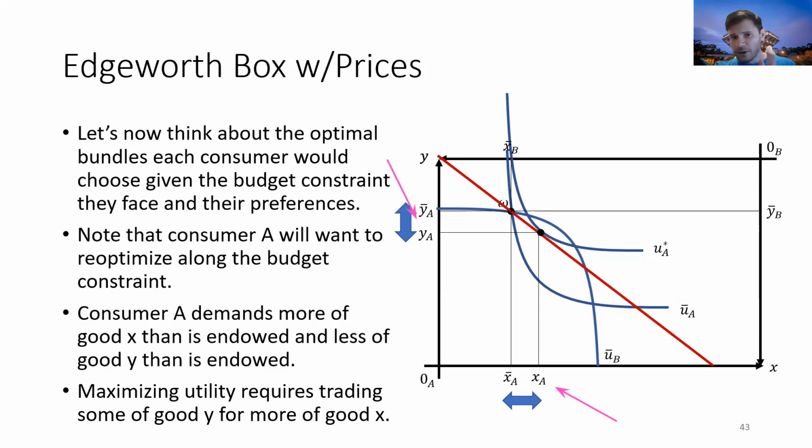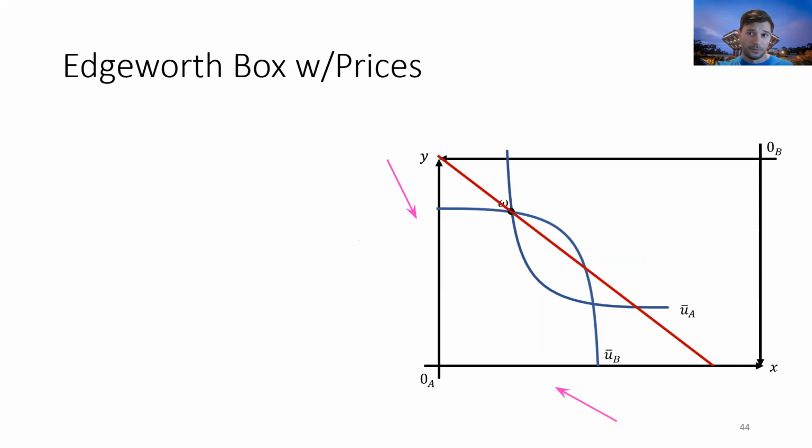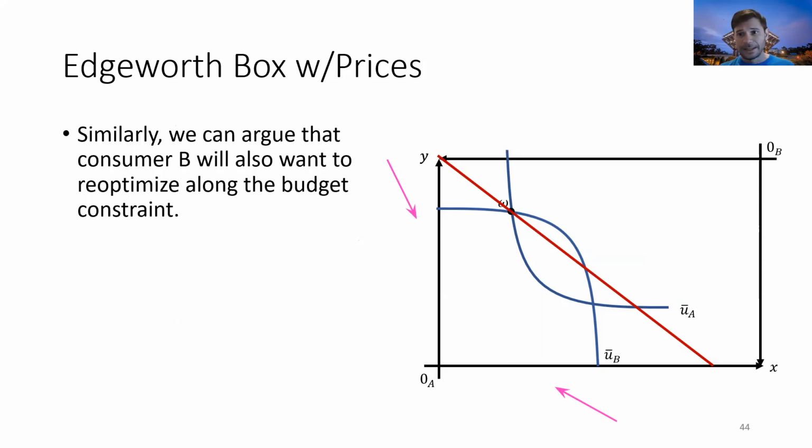We can make a very similar argument from individual B's perspective here. Given that red price line, B will also not stay at the endowment point. B will optimize until B's indifference curve is just tangent to that budget constraint. And let's refer to this utility level as U star for individual B. That defines B's optimal demand for goods X and Y, given their budget, given those prices.